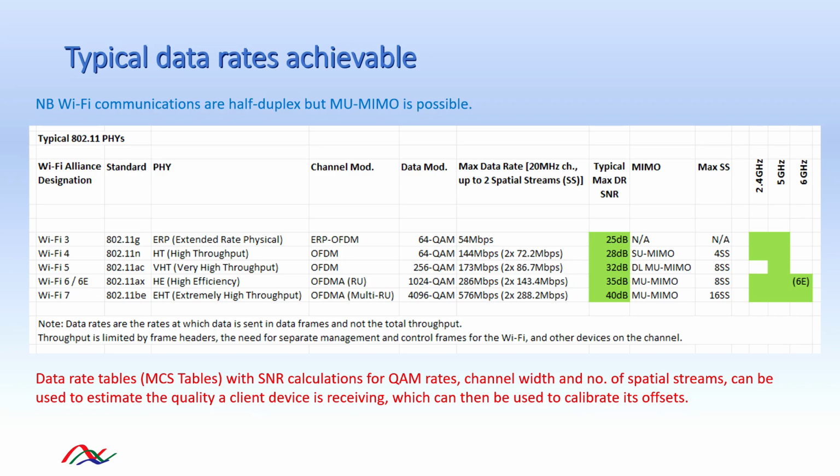You can get more comprehensive data rate tables or MCS tables which have SNR calculations for different QAM rates, channel widths and the number of spatial streams, and they can be used to estimate the quality that the client device is receiving, which can then be used to calibrate its offsets. These examples are all data rates for 20 MHz channels. You'll deploy 20 MHz channels when there's a lot of AP cell overlap and you need to keep each AP on a separate channel for performance reasons.